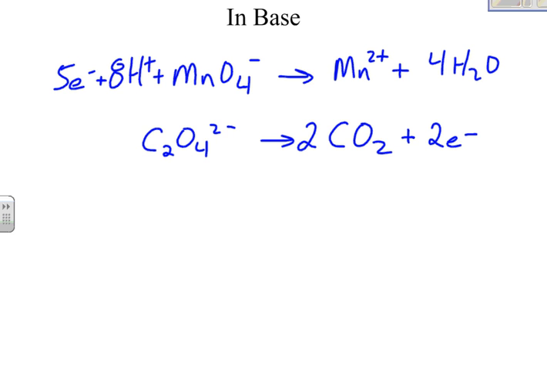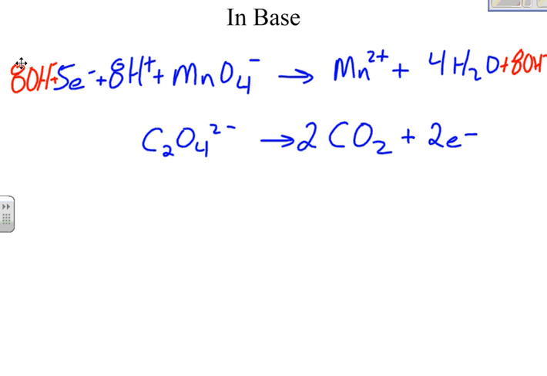Now, in the first one, so I'm going to do this in red. The first one, we've got 8 hydrogens on the left, so we're going to have to add 8 hydroxides on the left. And we have to keep it balanced, so we're going to add 8 hydroxides to the right as well. Now, the second equation, we aren't going to have to do anything with that one because there's no hydrogen ion in that one. So I'm going to go ahead and rewrite that first reaction with the hydroxides that we've added.